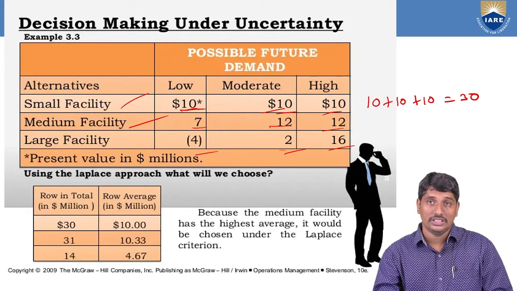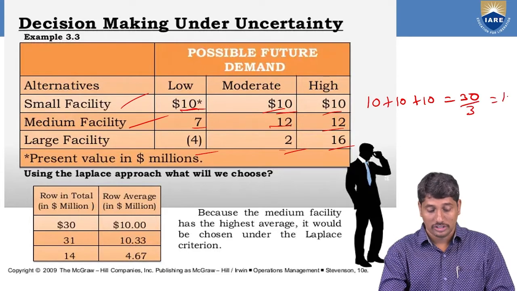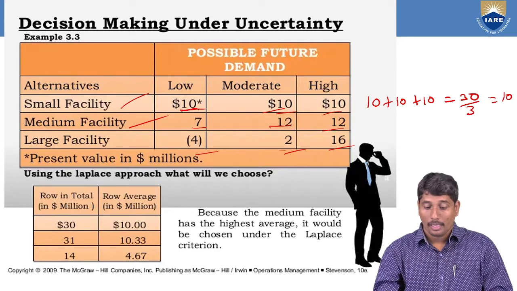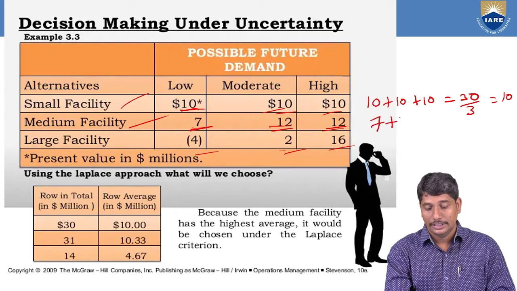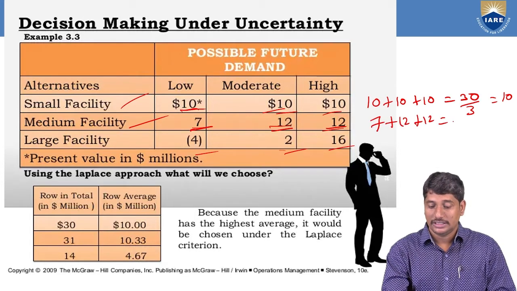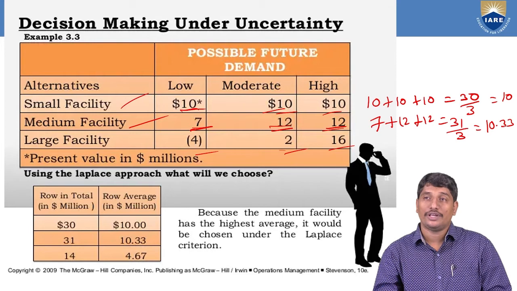The sum of the amount is $10. Okay, and we'll take the average, that is $10. Okay, and we total the second row, that is 7 plus 12 plus 12, that is 31. Again, averaging it, we get 10.33 million. So on an average, we are expecting 10.33 million of profit.